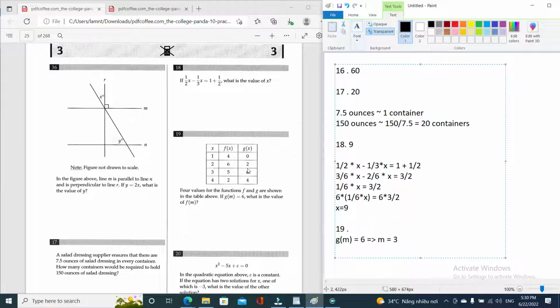So 6 here corresponds to x equal to 3, and the m is going to replace x. So f of m is equal to f of 3. So it's 5. So 19 is 5. Okay. Alright. Let's check number 20.